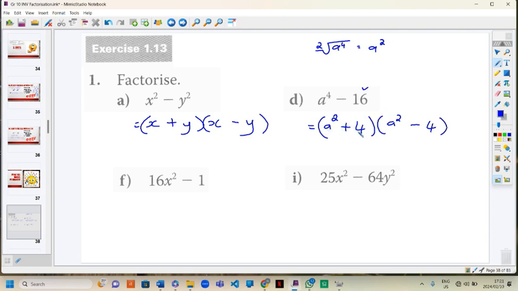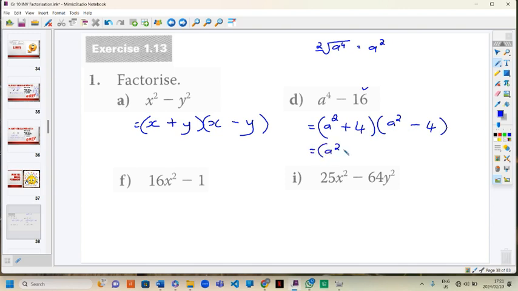Why can't I go further? I see I've got 2 terms. There's a perfect square, but do I have a difference here? No, it's a plus. So this is not a difference of 2 squares, but this one is. Difference, perfect square, perfect square. Let's carry on.